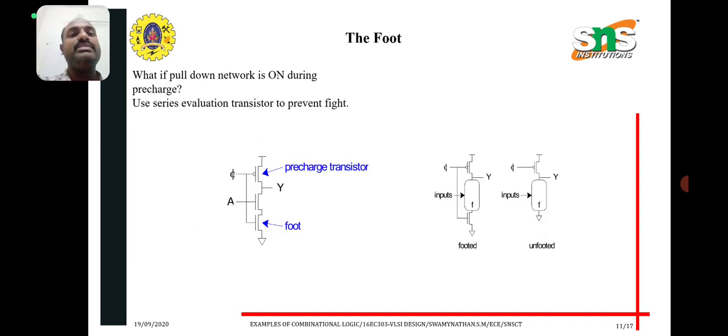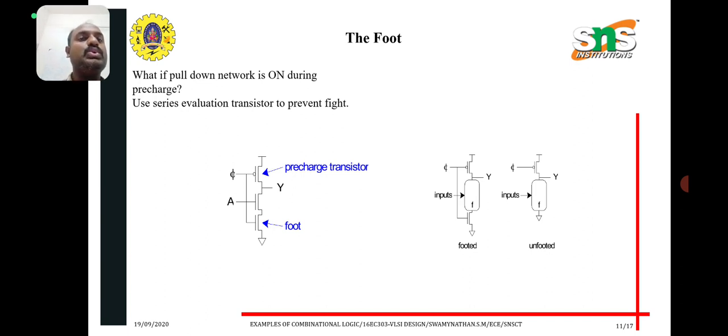And next we will discuss the foot, which is one important concept in the foot network. What if the pull down network is on during the pre-charge? That is the $1,000,000 question. So we can use a series evaluation transistor to prevent this fight. We can use the pi transistor, that is the pre-charge transistor, and A is the common input, and the foot transistor is connected at the downside of the NMOS. If it is needed you can connect the foot network. If it is not needed you can disconnect the foot, that is unfooted.